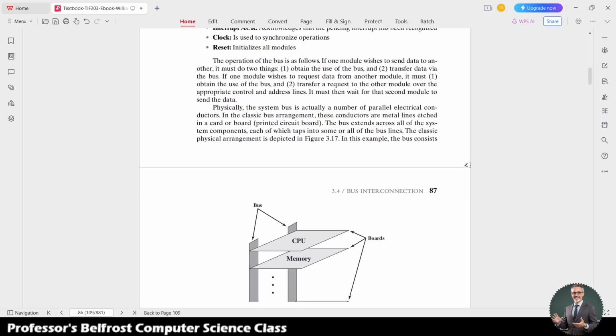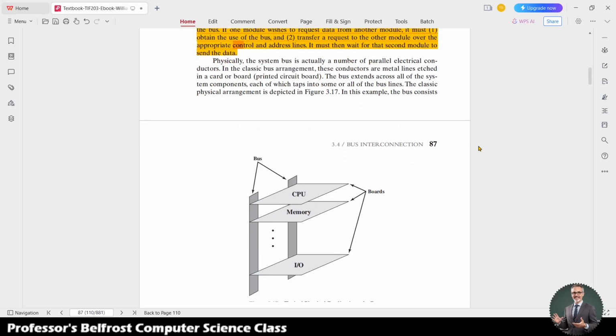The operation of the bus is as follows. If one module wishes to send data to another, it must do two things: first, obtain the use of the bus, and second, transfer data via the bus. If one module wishes to request data from another module, it must first obtain the use of the bus, then transfer a request to the other module over the appropriate control and address lines, and then wait for that second module to send the data.